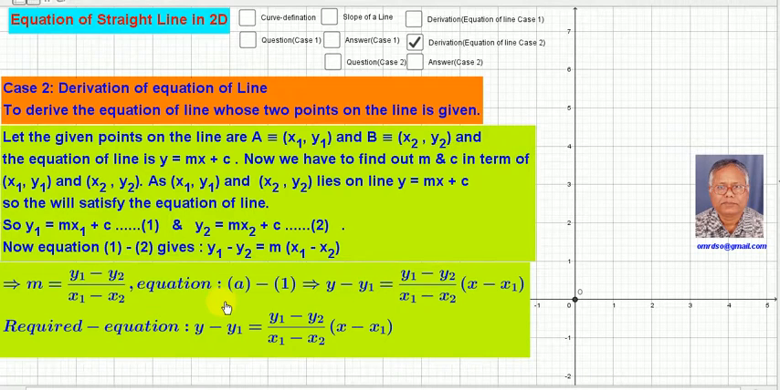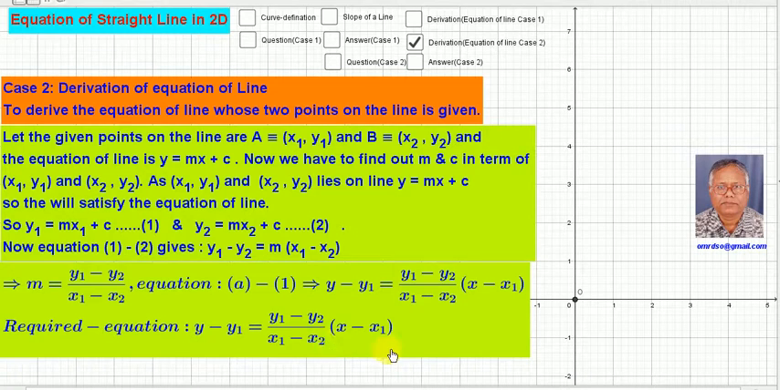M is already there. You can get m, and if you subtract equation 1, we will get y minus y1 equal to m into x minus x1. The value of m is already obtained: y1 minus y2 upon x1 minus x2, into x minus x1. So the required equation is y minus y1 is equal to y1 minus y2 upon x1 minus x2 into x minus x1. Alright, this is the formula.